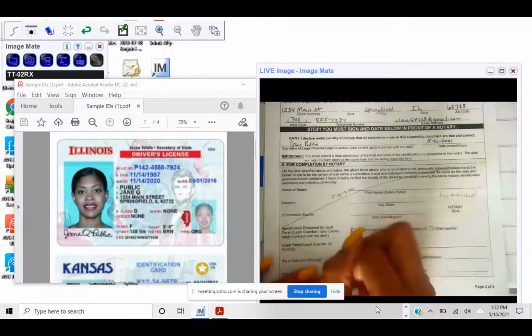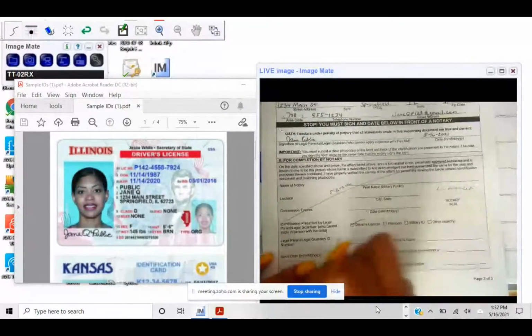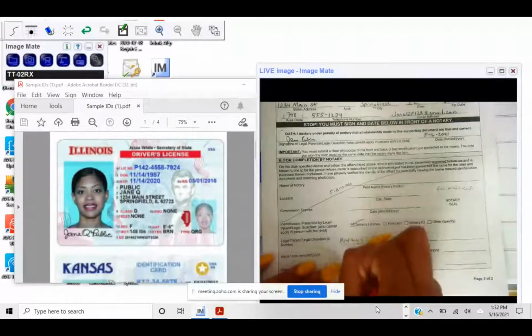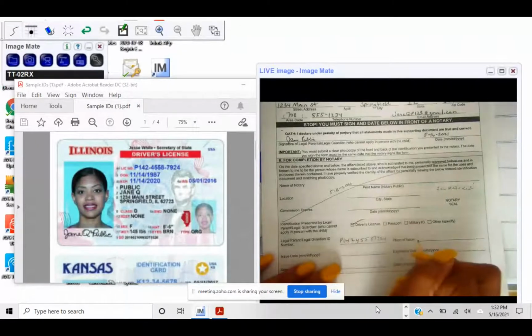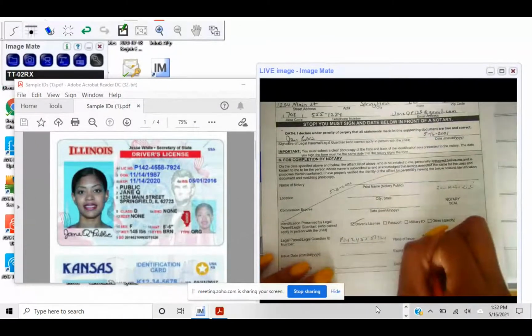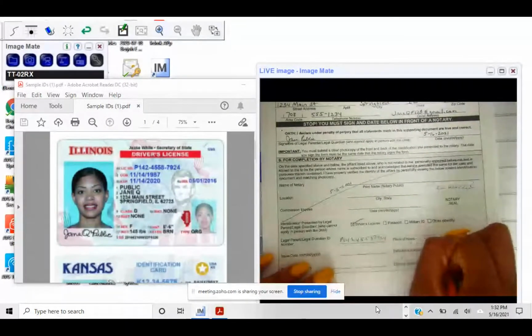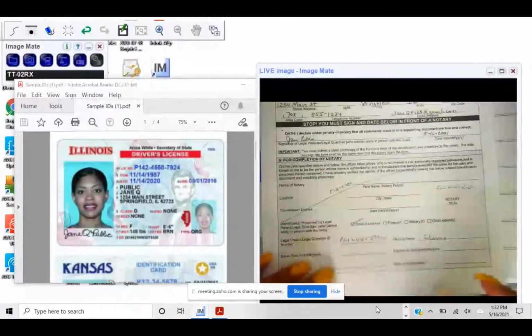Thank you. Put here. Yeah, you're welcome. And then her ID number is P1424558. So then just real quick, Jane, the mom, would give this paper to James so that he can take it and be able to apply for their child, correct? Yes.